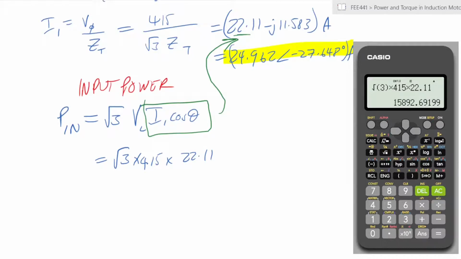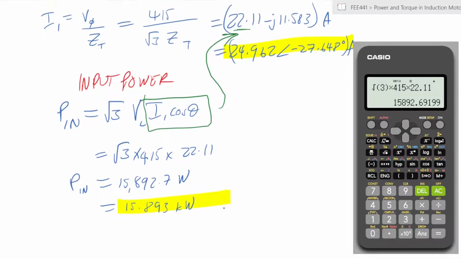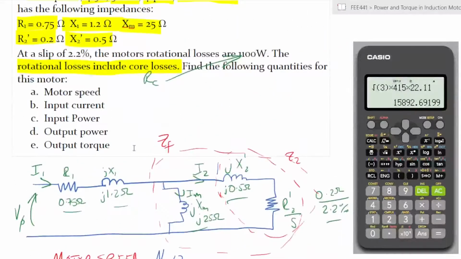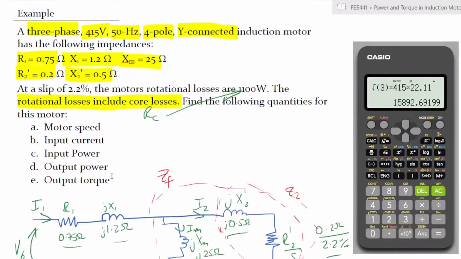So that is giving us 15,892.7 watts, which is equal to 15.893 kilowatts. So that once again is our input power. So far so good. Now we start looking into deeper aspects, taking real advantage of the analysis that we are talking about. So let's look at the output power.